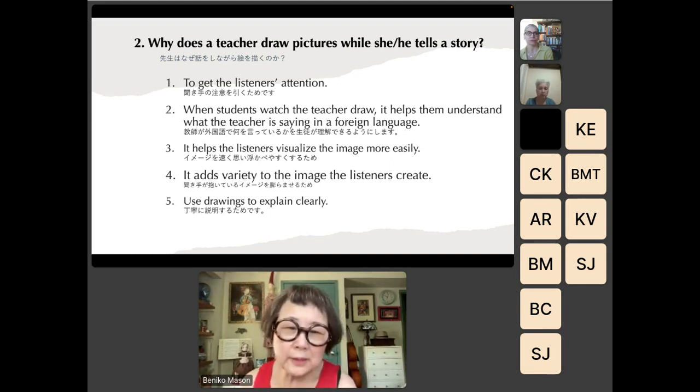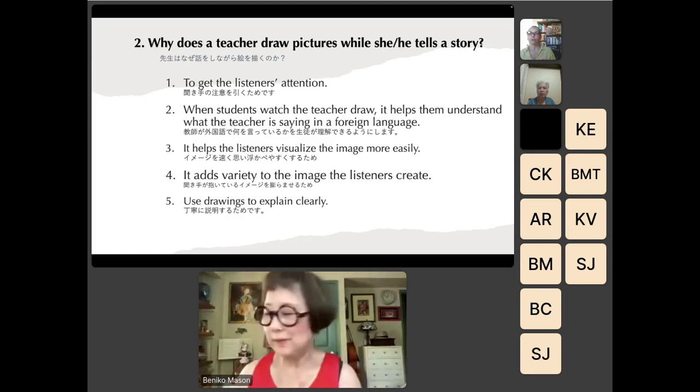It adds variety to the image the listeners create. And so I'll talk about that later. Use drawings to explain clearly. And so it makes it clear when I say neko in Japanese and draw a picture of a cat, and I say neko again, then the people who are watching probably think that I'm talking about a cat. Okay.